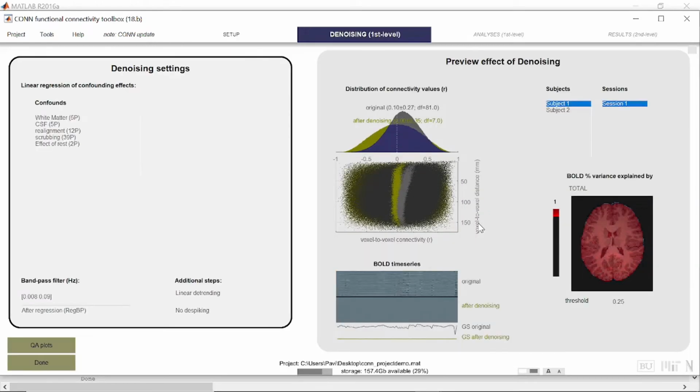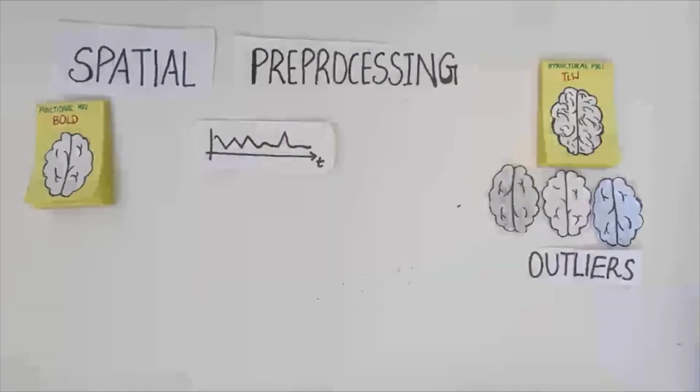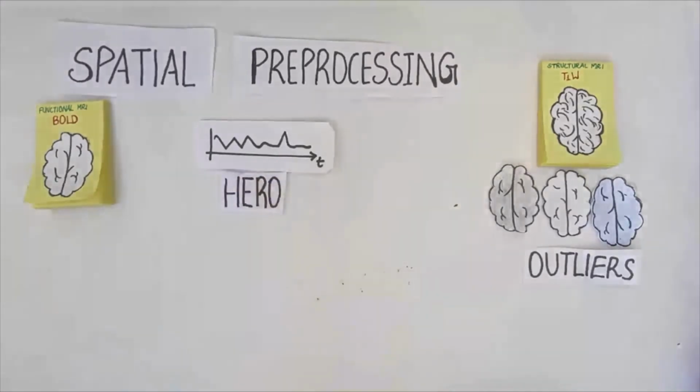With the appearance of the denoising window, which is the next window, we'll know spatial pre-processing of our dataset is done. After spatial preprocessing, we use information from structural and functional scans to obtain time series associated with every three-dimensional coordinate, also called the voxel. This is the information that we are interested in, and it will be a hero from this point onwards.